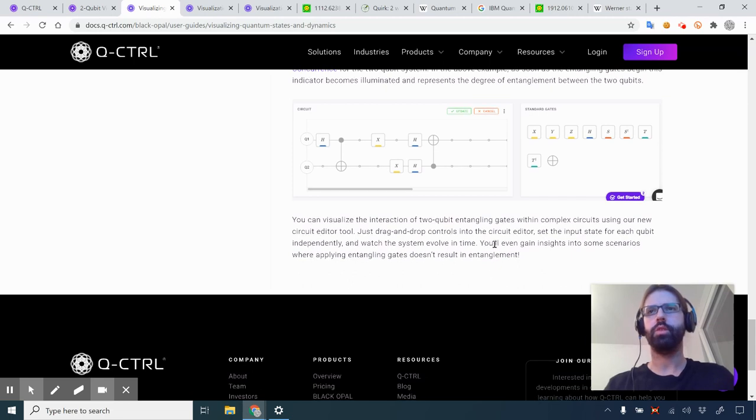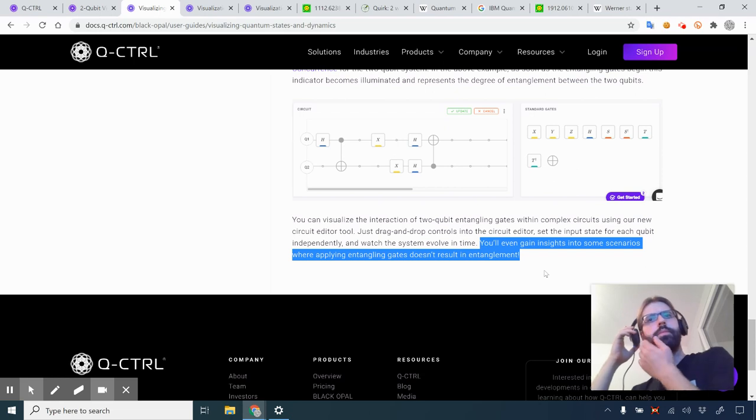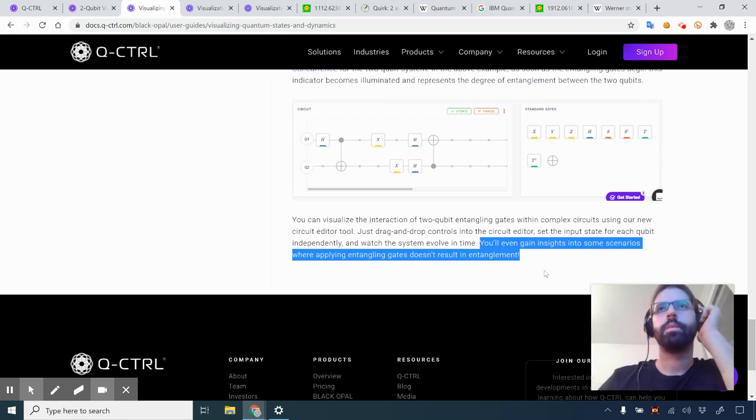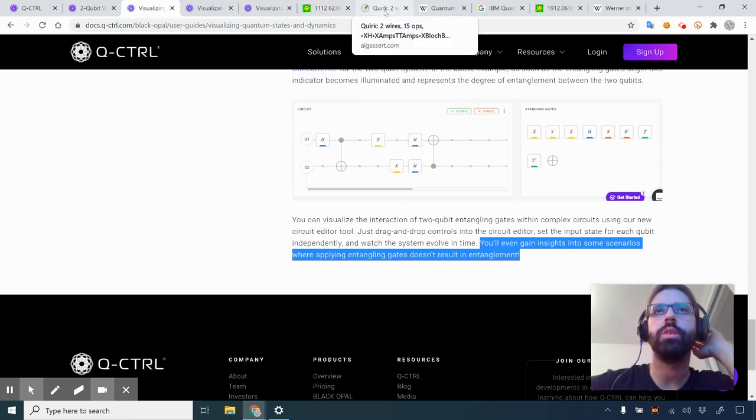You gain insights into some scenarios where applying entangling gates doesn't result in entanglement. That's interesting. So I'd definitely like to understand more. What does it mean, gates where you apply entangling states? Applying entangling gates doesn't result in entanglement. Is it by any chance this circuit in here, or what is it doing?